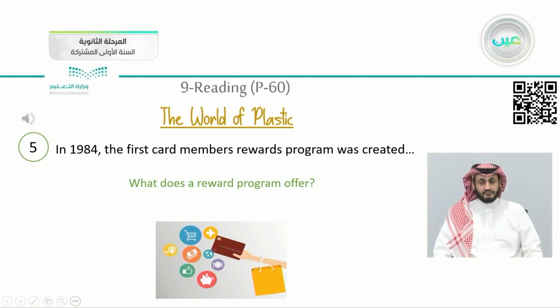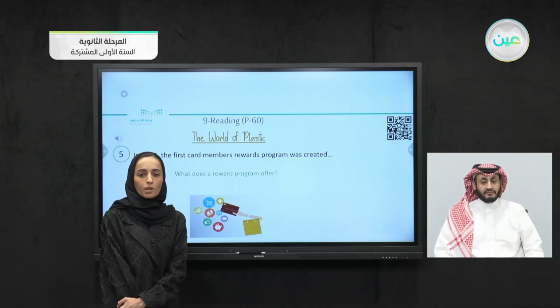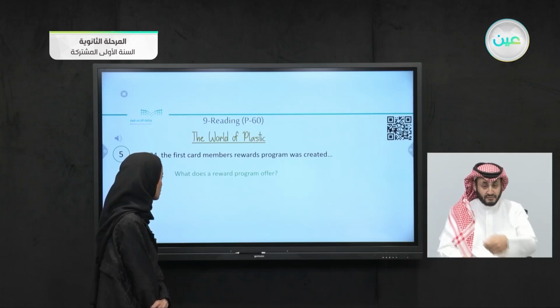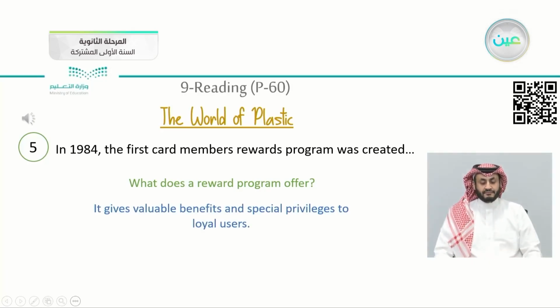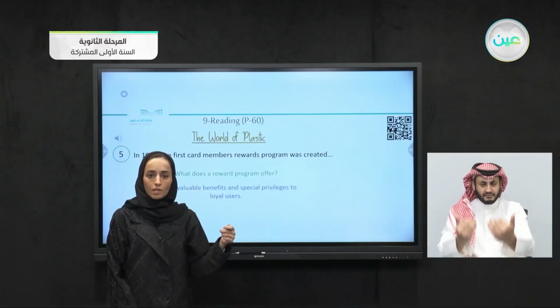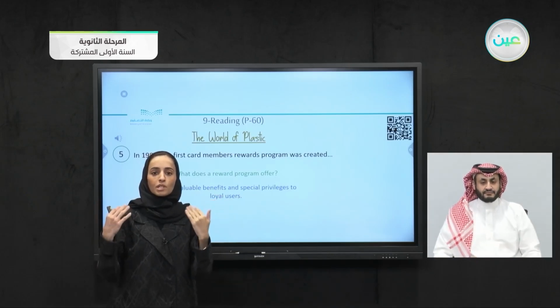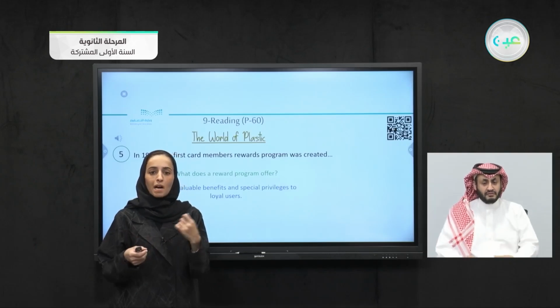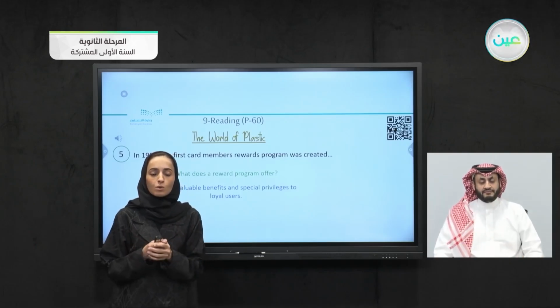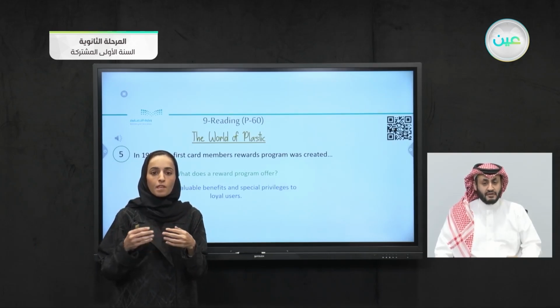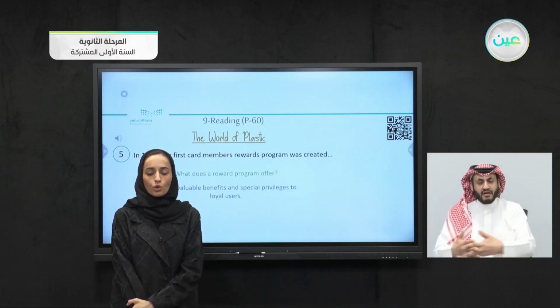So, 1984, we have the first reward program appeared. And what do we mean when I say a reward program? What does it do? A reward program actually gives valuable benefits and special privileges to loyal users. I have this credit card for this supermarket and I am using it everywhere. So I am getting rewards, gifts back. They will give me rewards. Maybe it is a discount, it could be miles and airlines, it could be anything, discounts or gifts. So use my card, it became a competition between those cards. Use my card and they will give you a reward or a gift.